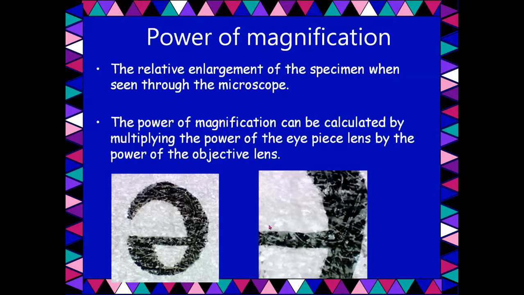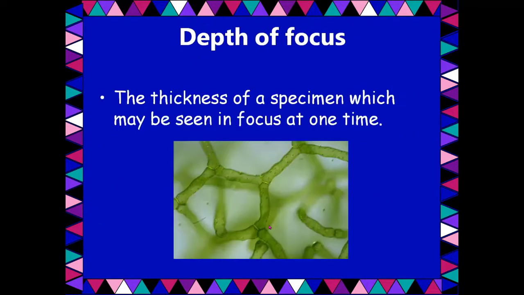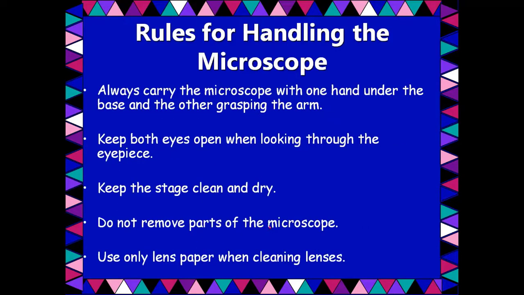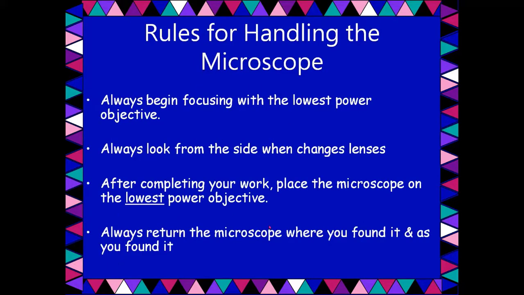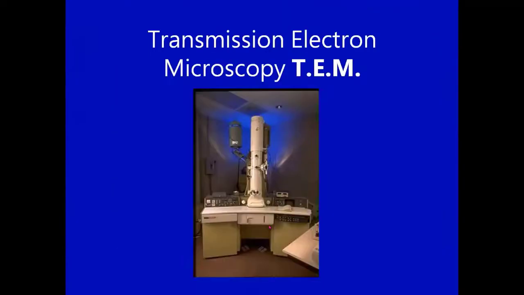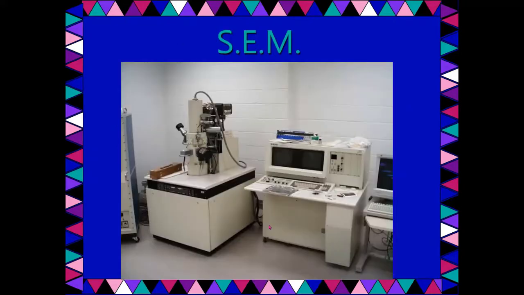And the terminology like the power of magnification, inversion, working distance, resolution, depth of focus, objectives, diaphragm, all these were explained to the students. And we also have given them the rules of handling the microscope, and also the precautionary steps, measures. The modern microscopes like transmission electron microscope, and also the scanning electron microscope, these were also demonstrated to them.